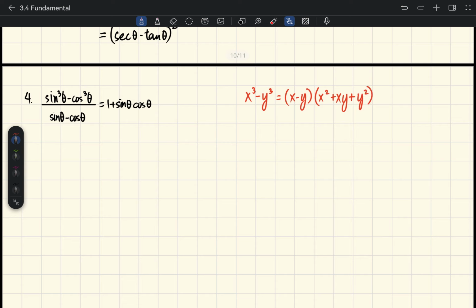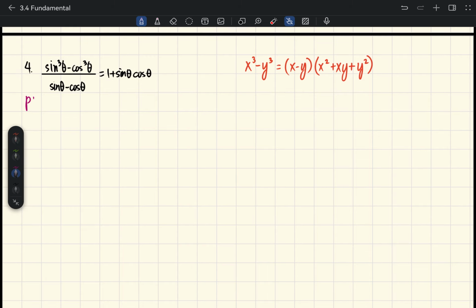So this is the difference of two cubes. And what do we see right here? If you make x as sine theta and y as cosine theta, this is telling us that the one in the denominator is actually a factor of the numerator. So it's a good thing to start from the left side.